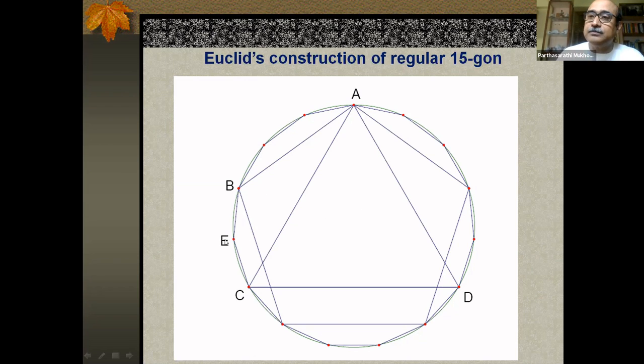So what I need to do only from the center, I just join BC. The angle subtended at the center by this chord BC, or arc BC, I just bisect that, and what I get at the point here, E, will be exactly half of that. That's 1/15. And if you just replicate this 1/15 length 15 times, what you get is a regular 15-gon. Beautiful. So they were competent enough, but even with this competence, they could not manage this.